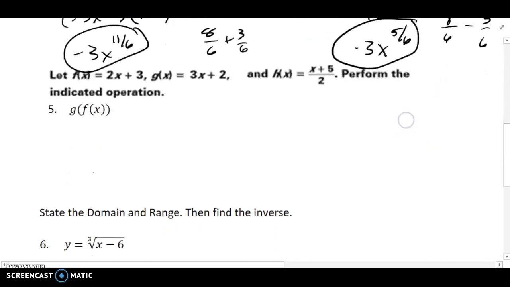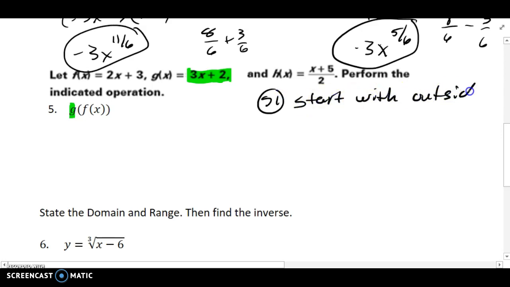Function composition is a little interesting, okay? So I'm going to start with g. So you always start with the outside one. So I'm going to write a little step here. Step 1, start with the outside function. That's what it's called, not an equation, it's a function. So we have 3, I'm going to write the x real big, plus 2.